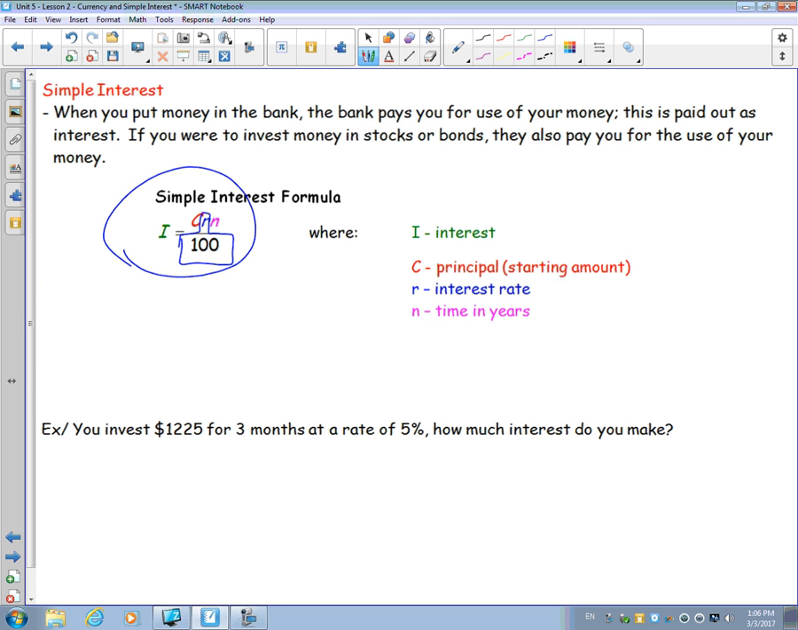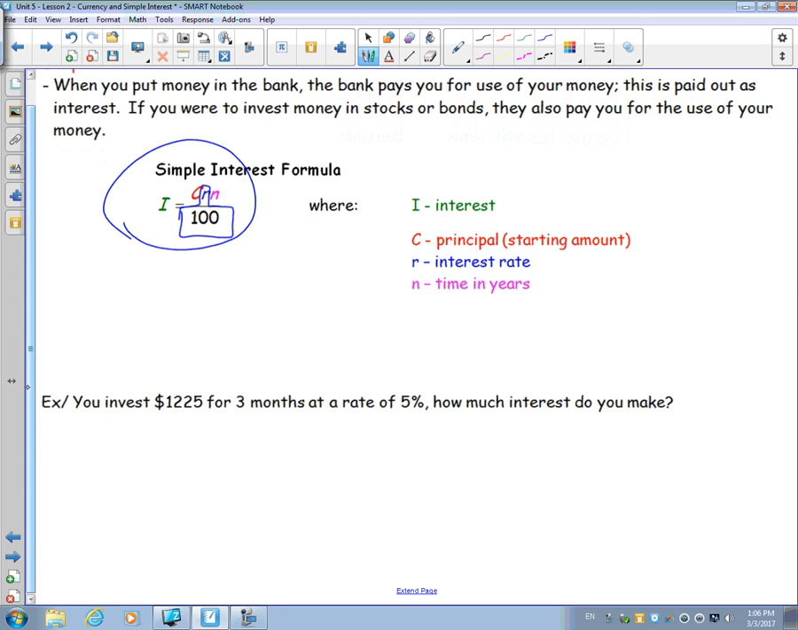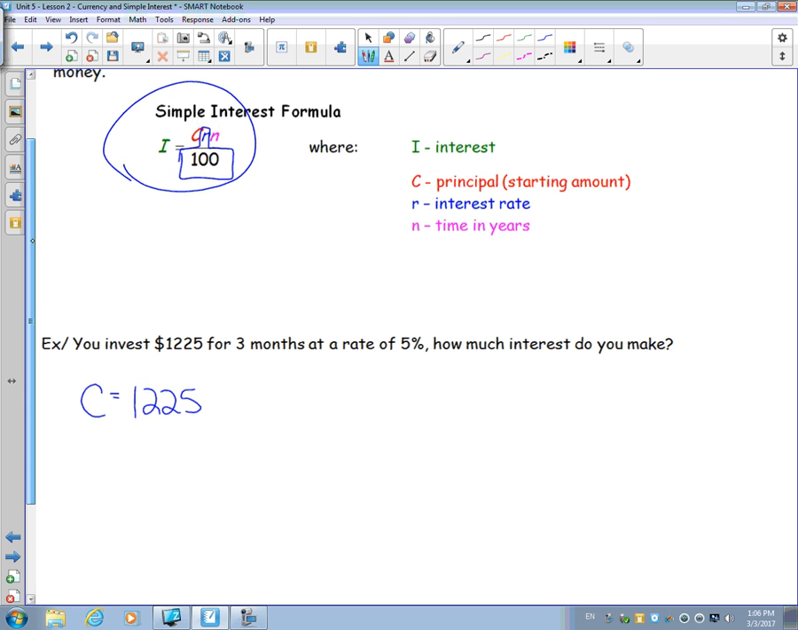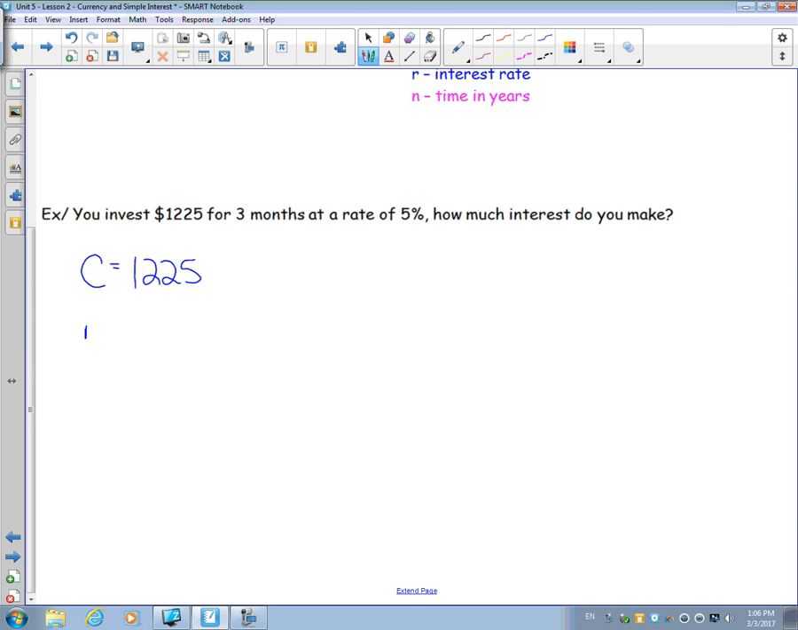Okay, we're going to try some. So we have $1,225 to invest. That's our principal. We're going to do this for 3 months. Now N is time, but it's time in years. So they're telling us 3 months. That's a portion of a year. A year has 12 months in it, so our N is 0.25. And our rate is 5%.